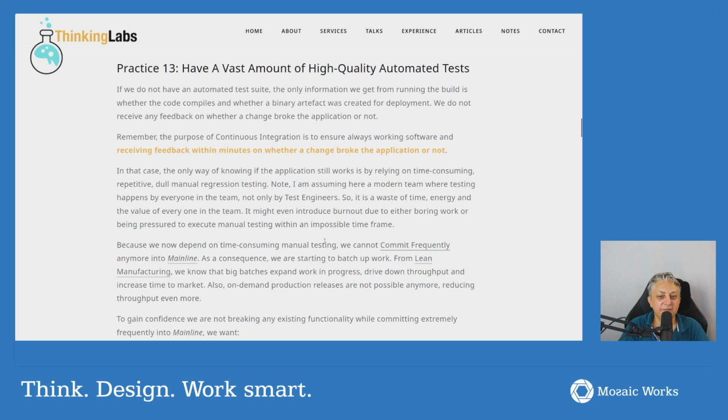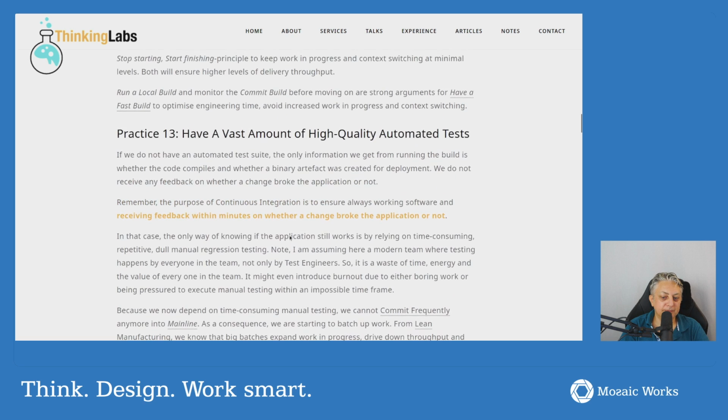Practice 13, have a vast amount of high quality automated tests. If you do not have an automated test suite, the only information we get from running the build is whether the code compiles and whether a binary artifact was created for deployment. We do not receive any feedback on whether a change broke the application or not. Yes. So this should be self-explanatory.